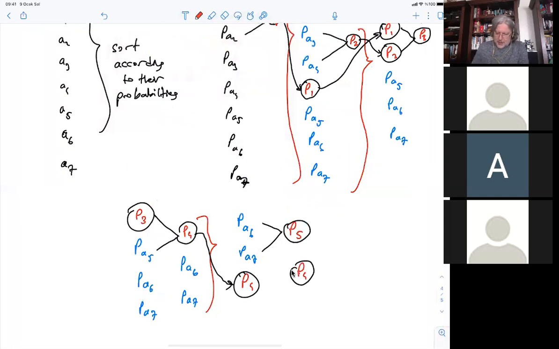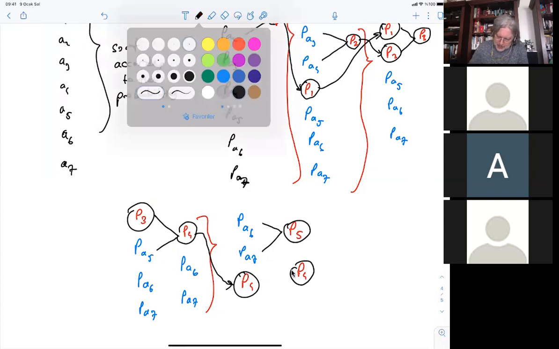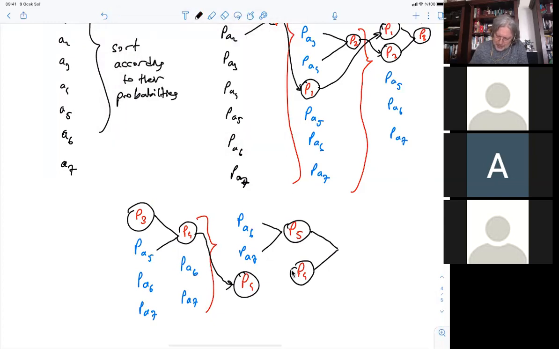P4. Now, these are the last two entities, probabilities that we have. If P4 is smaller, you can put it up, or larger, you can put it down, but those will be the last to merge, so it doesn't really matter. So let us join them, and we come up with so-called P.